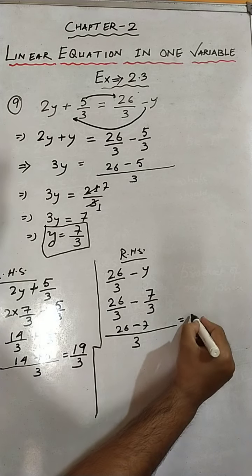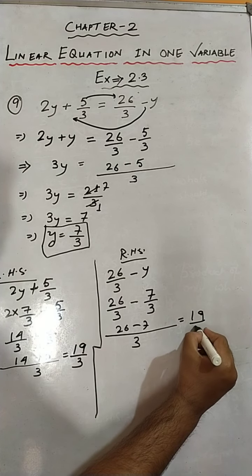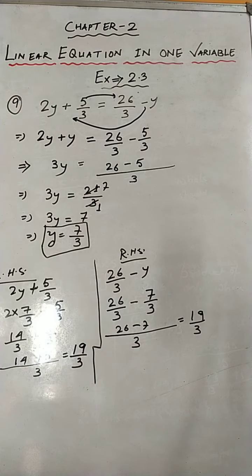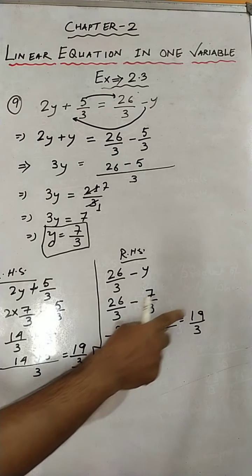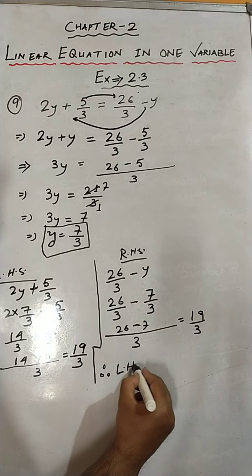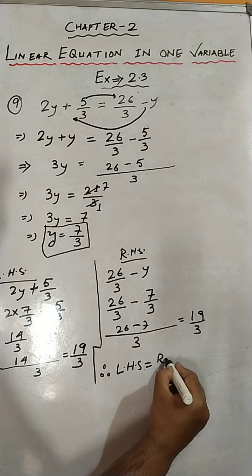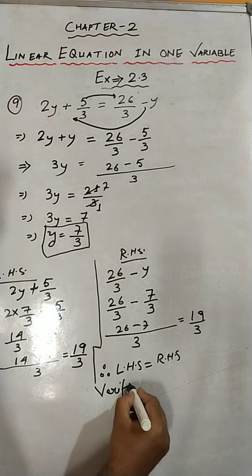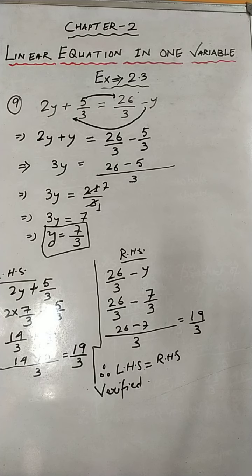So what is the answer? 19 by 3. So see, both the sides are having the same answer, that is 19 by 3 and 19 by 3. So we can write, therefore LHS is equal to RHS, verified. Fine. So this is the solution of sum number 9, students. So let's move on to the last sum of today's session, that is question number 10.